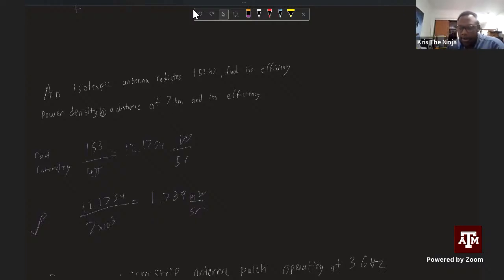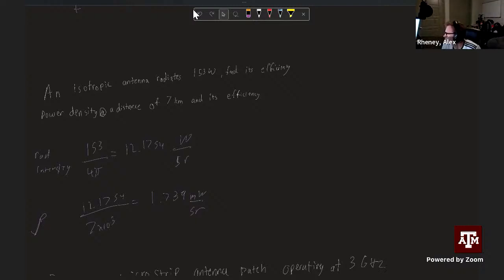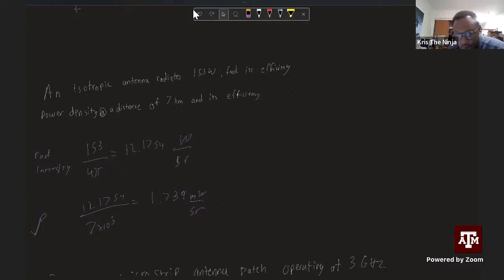But what were you saying about isotropic radiation? Isn't the isotropic radiation intensity the 12.1754? What would the difference be between the isotropic and just regular radiation intensity? Did he notate a difference? I don't think so. Okay, well, I guess we have that.